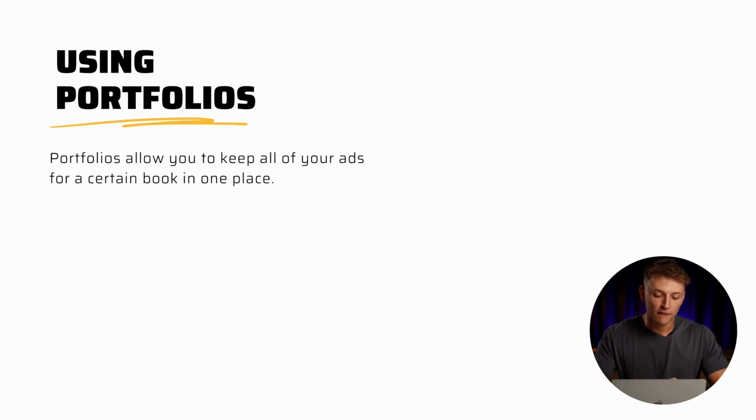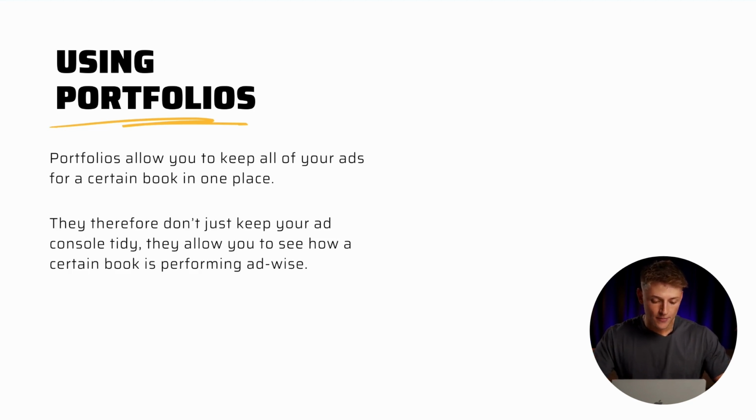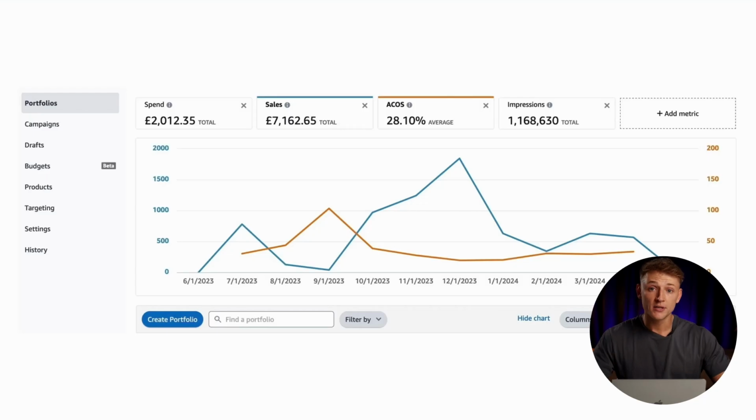And the final thing you can do to optimize your ad campaigns is to use portfolios. Now, portfolios allow you to keep all of your ads for a certain book in one place. So they therefore don't just keep your ad console tidy, they also allow you to see how a certain book is performing ad-wise, i.e. you can see exactly which ads are driving positive or negative performance for a certain book. So in order to create your own portfolios, just go to the Amazon Ads console and there's a really simple and obvious create portfolio button here.